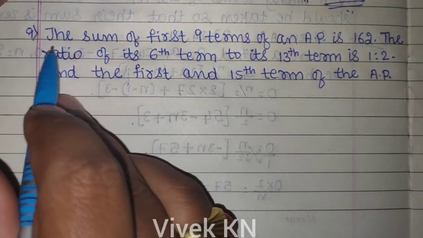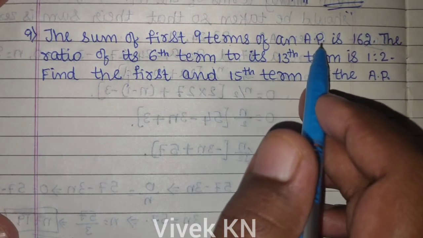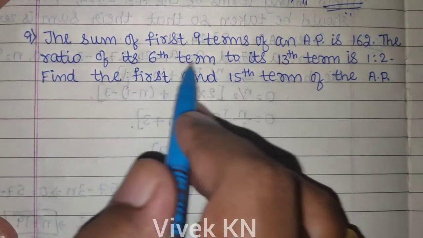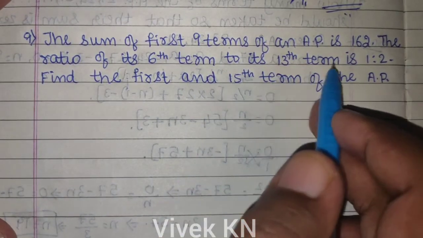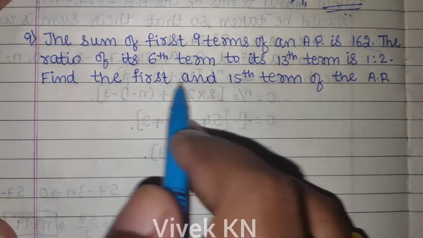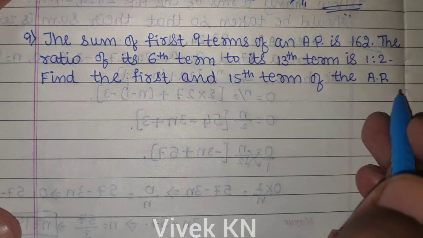9th question. The sum of first 9 terms of an arithmetic progression is 162. The ratio of its 6th term to its 13th term is 1:2. Find the first and 15th term of the arithmetic progression.